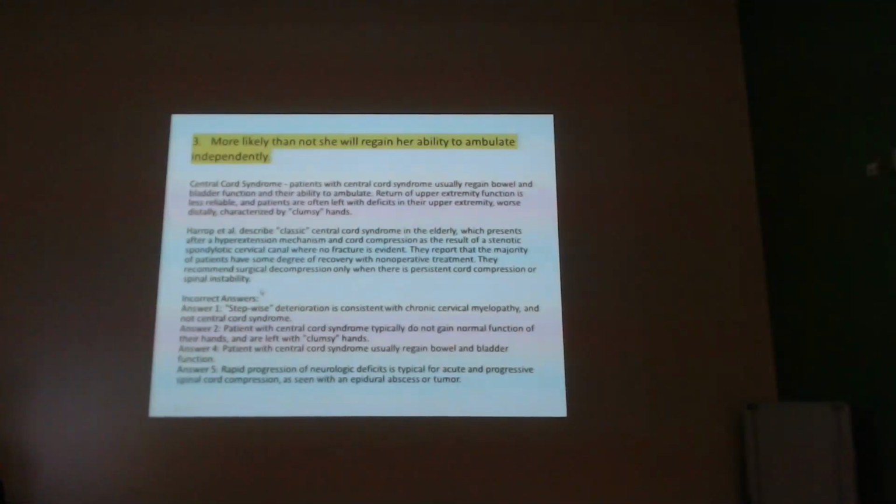More likely than not, she'll regain her ability to ambulate independently. It's funny, when you speed read it, you read it as not be able to ambulate independently, but actually they're saying the opposite. So stepwise deterioration is myelopathy, central cord syndrome, do not gain function of their hands, and they're left with clumsy hands. And then 5, it says central cord syndrome due to bowel and bladder function, and rapid progression is only an abscess or tumour. Okay, everyone happy?